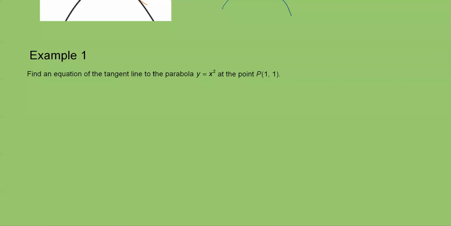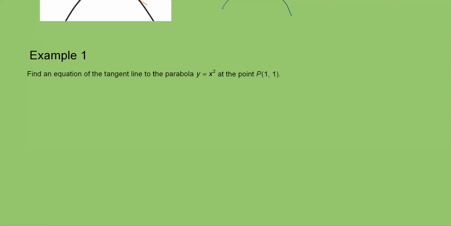All right, let's look at our first example. We want to find an equation of the tangent line to the parabola y equal to x squared at the point 1, 1. Okay, now in order to write an equation of a straight line, we at least need 2 points, right? Because when we have 2 points, we are able to find the slope of the line by using the slope formula, and then we can use the slope and any point to complete the equation of the line in slope intercept form.